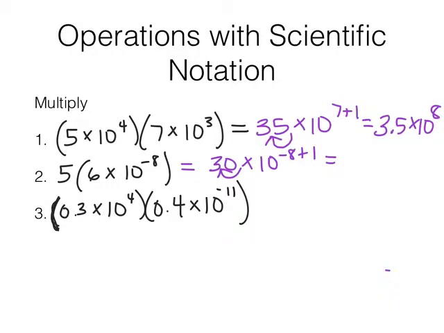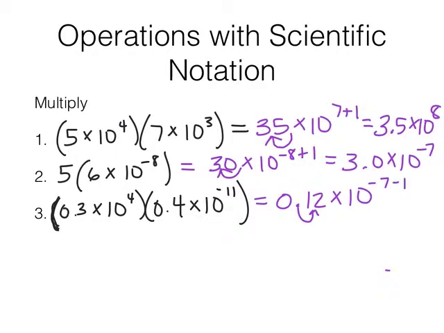3.0 times 10 to the negative 8 plus 1 is negative 7. And this last one, 0.3 times 0.4 is going to be 0.12 times 10 to the 4 plus negative 11 is negative 7. Now this time my scientific notation is wrong because it's too small by a power of 10. So I'm going to make it bigger by a power of 10, which means I have to do the opposite over here. So remember what we're talking about here. When we make it bigger by a power of 10, it's as if I'm multiplying here by 10, which means I've got to take off 1 power of 10 by making this smaller by 1. That gives me 1.2 times 10 to the negative 8.